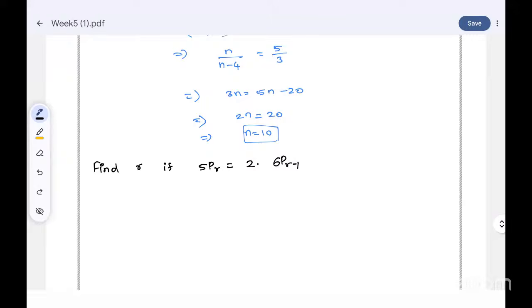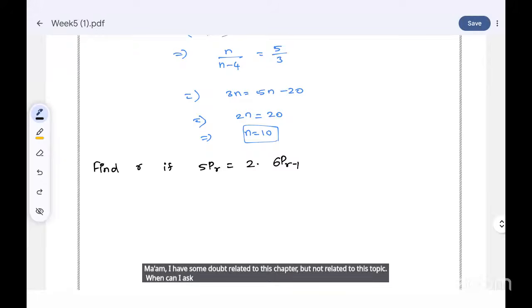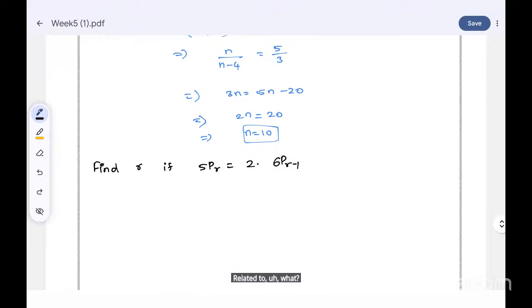Excuse me, ma'am. Yes? Ma'am, I have some doubt related to this chapter, but not related to this topic. When can I ask? It's related to permutation and combination only, but not this topic particularly. So we are having the doubt session on Friday. You can ask at that time. Okay, ma'am.